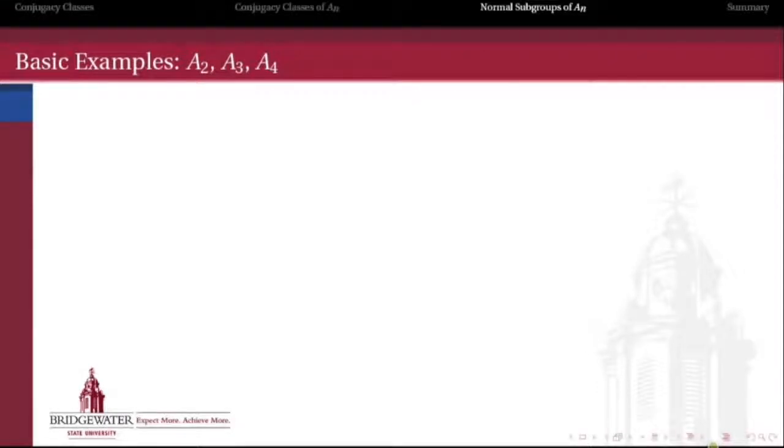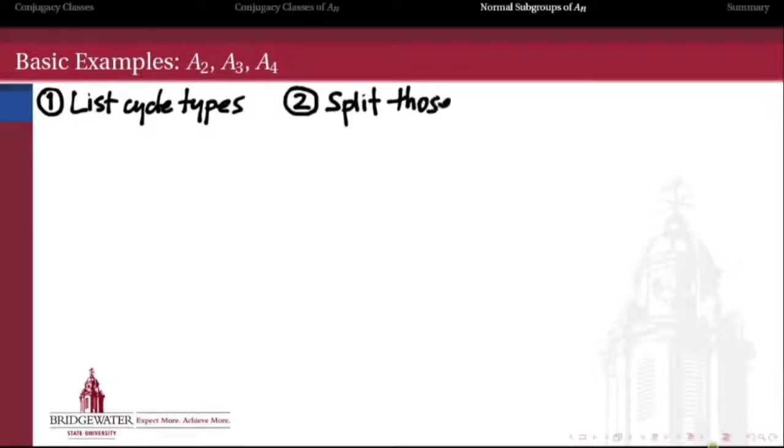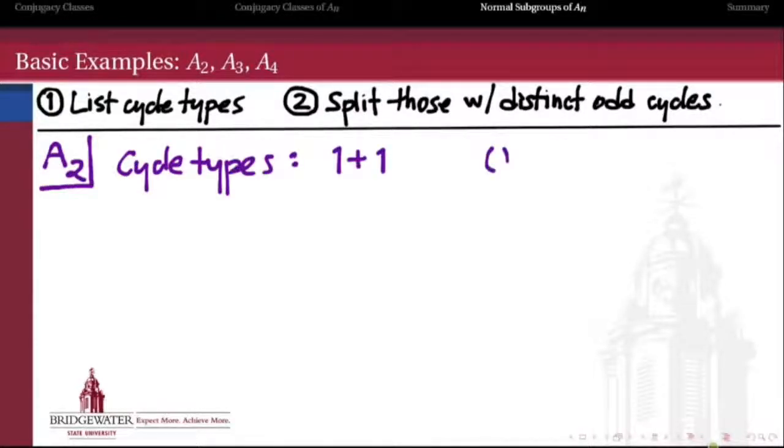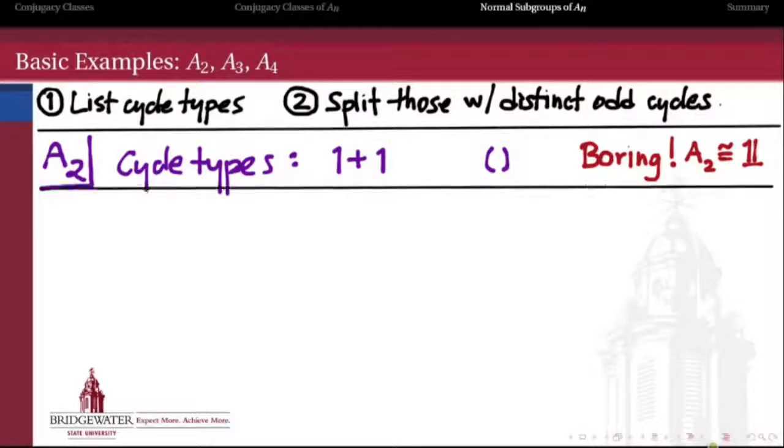Let's look at some basic examples to get a feel for how this works. A2, A3, and A4. What we're going to do is first of all list the possible cycle types of elements in these alternating groups, and then we'll find out which of those cycle types leads to a split conjugacy class, a pair of conjugacy classes. Again, those are the ones with distinct odd cycle length. Starting with A2. Well, the only cycle type in A2 is 1 plus 1, so the only permutation in A2 is the trivial permutation. So A2 is the trivial group. That's really boring, so let's forget about A2.